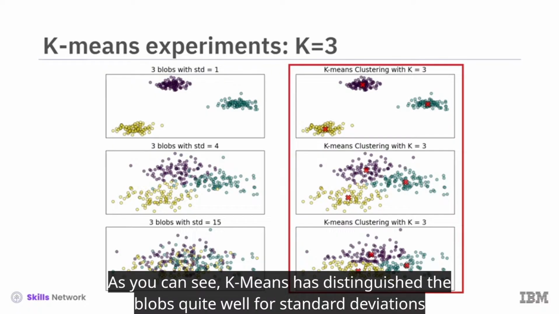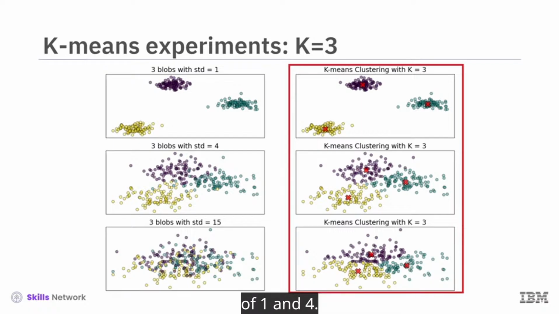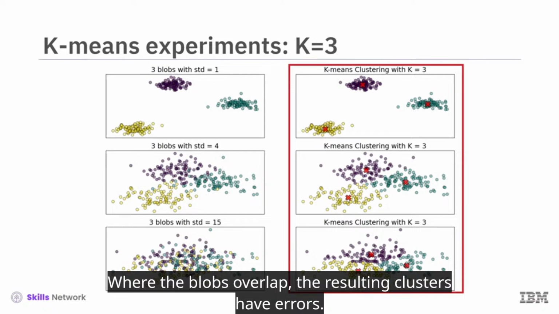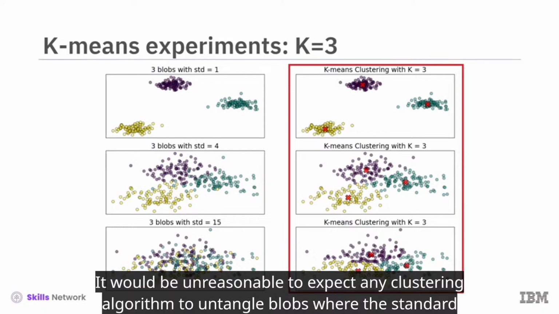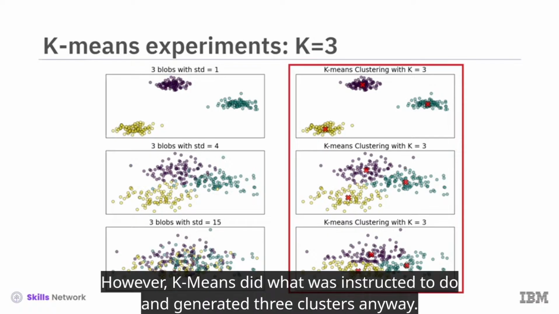As you can see, k-means has distinguished the blobs quite well for standard deviations of 1 and 4. Where the blobs overlap, the resulting clusters have errors. It would be unreasonable to expect any clustering algorithm to untangle blobs where the standard deviation is 15. However, k-means did what it was instructed to do and generated 3 clusters anyway.